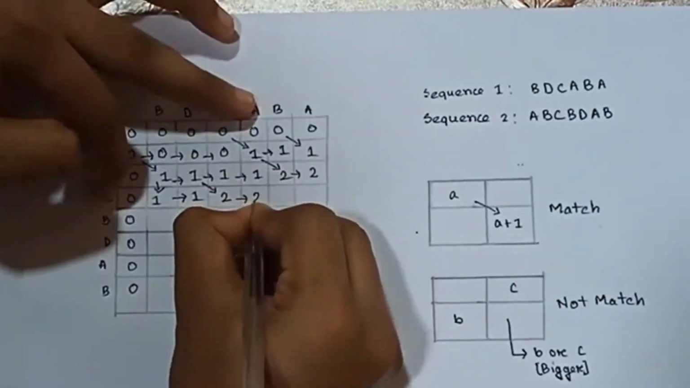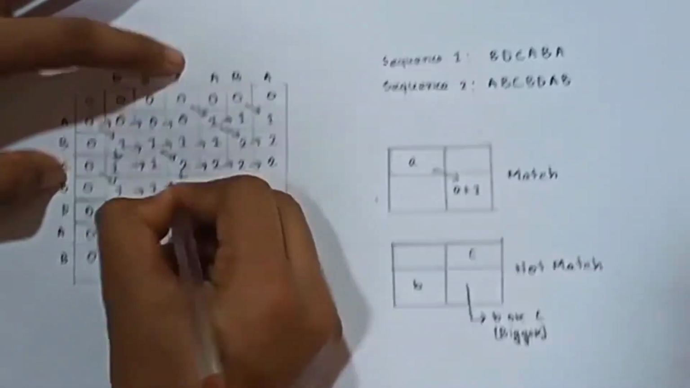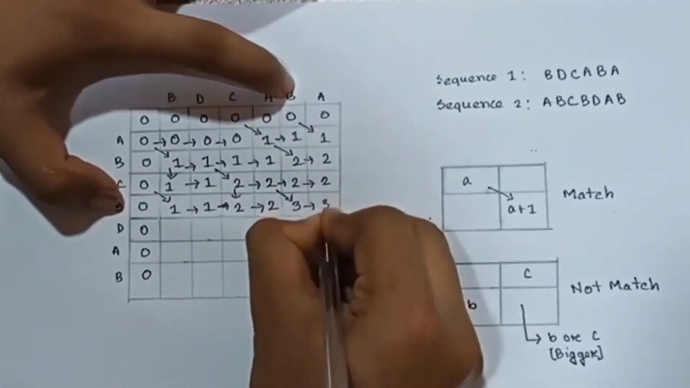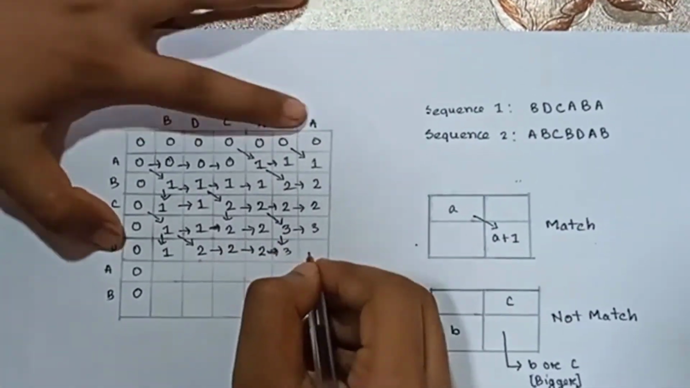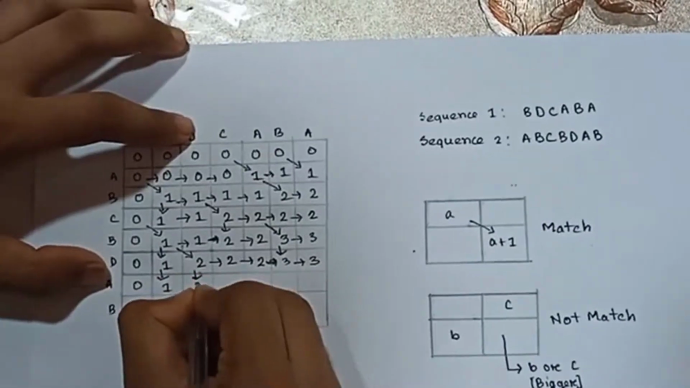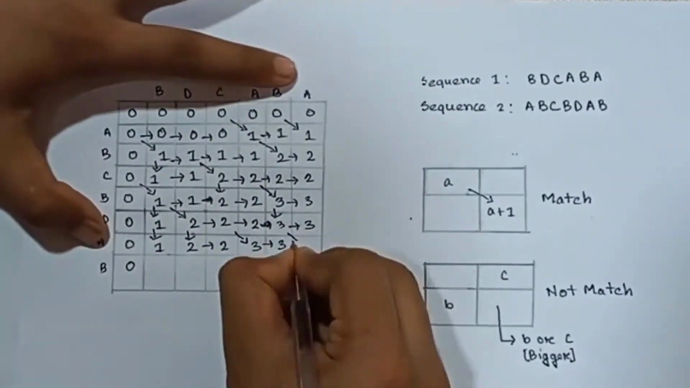Similarly, we have to do all the values for sequence 1 C, A, B, A and sequence 2 C, B, D, A, B. I'm showing this quickly to keep the video short.